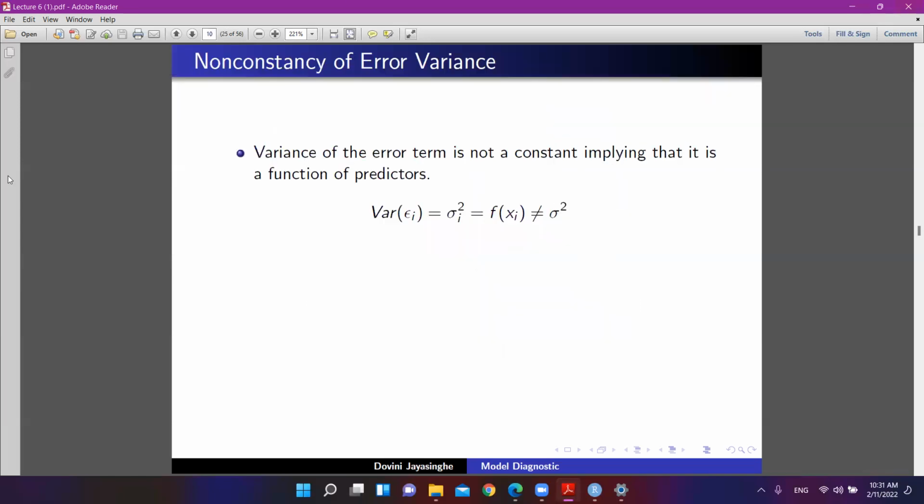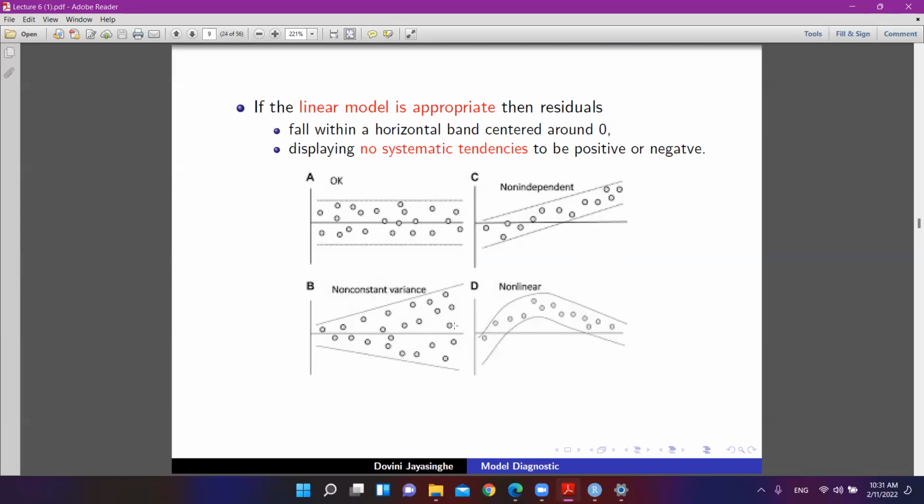Okay, non-constancy of error variance. So similarly, same thing, you can plot residuals against fitted values and tell the same thing. Residuals and fitted values, residuals and predictors, right? Anything.